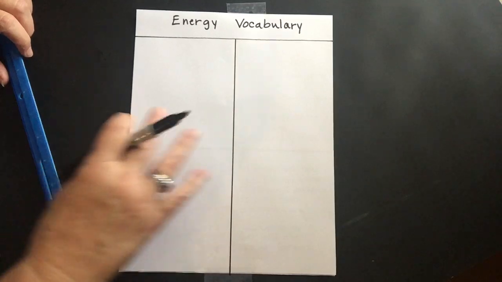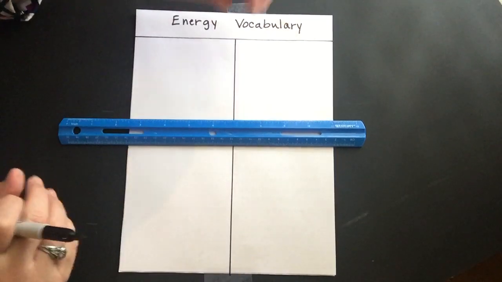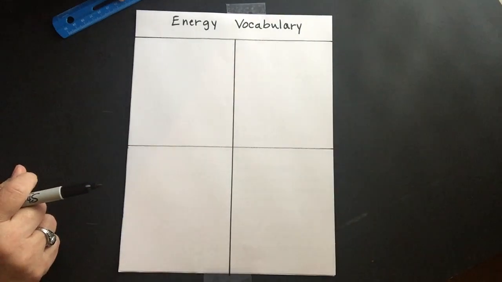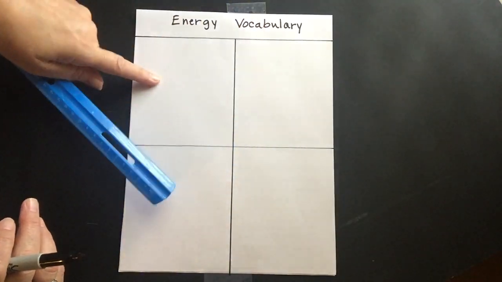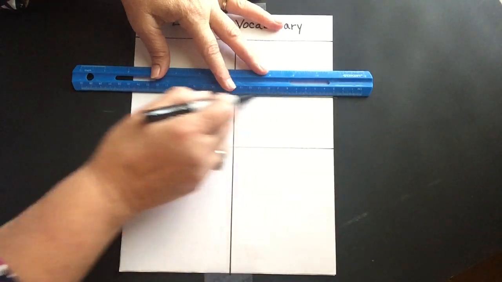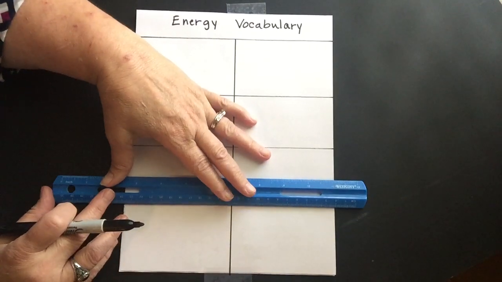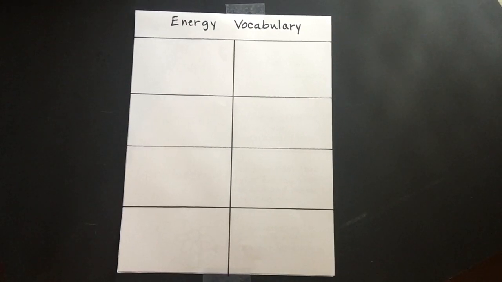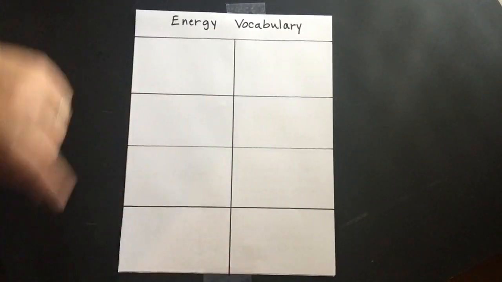Once we have that, we're going to go the other way and divide the page in half by drawing a horizontal line. Then we're going to move on and draw another horizontal line to divide this section in half. And one more to divide the bottom section in half. Just like that. So the first 4 boxes are going to be for one term and the bottom 4 boxes will be for the next term.